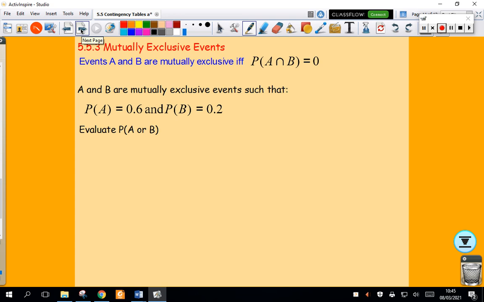Here's another example. It says A and B are mutually exclusive. So here we're given that they're mutually exclusive events such that the probability of A is 0.6 and the probability of B is 0.2. I want to evaluate the probability of A or B. Now I could do this using the addition rule, or I'm going to actually just draw out a contingency table.